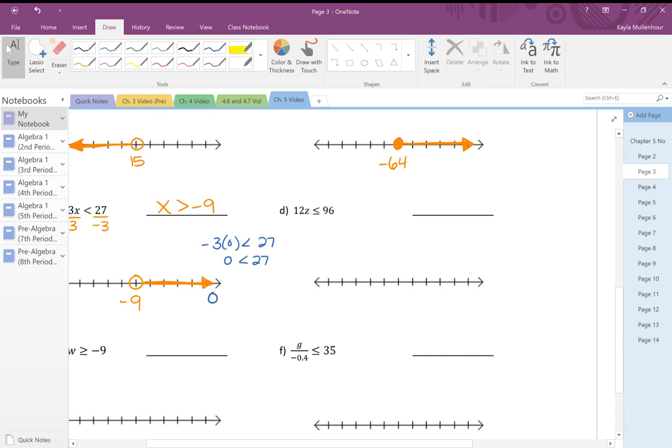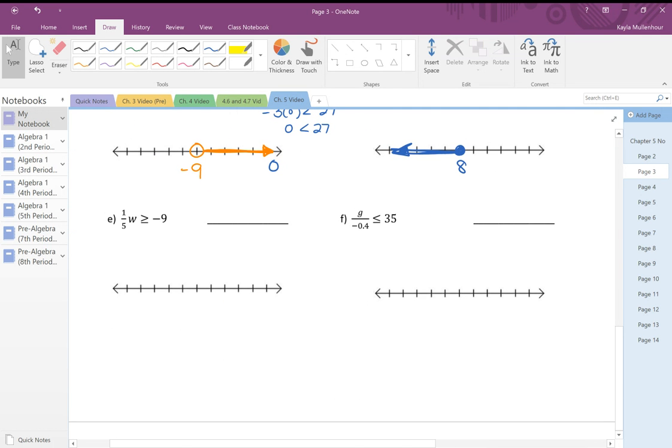D, solving for z, 96 divided by 12 is 8. So we end up getting z is less than or equal to 8. This would be a closed circle at 8, pointing to the left.